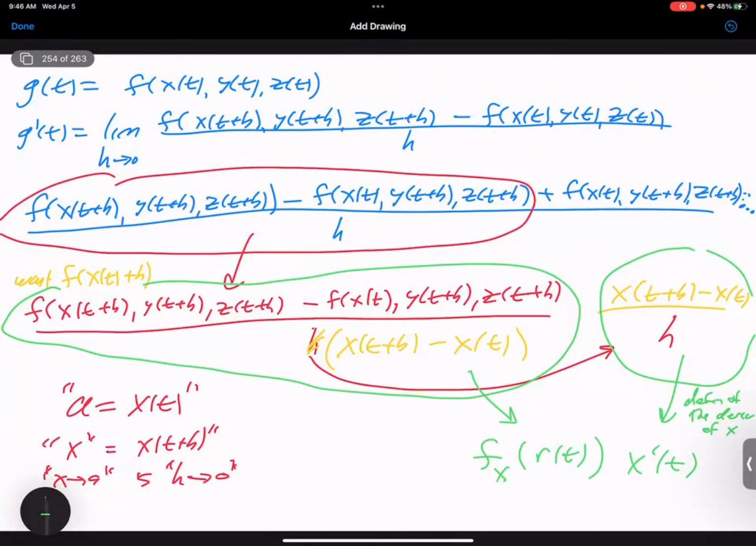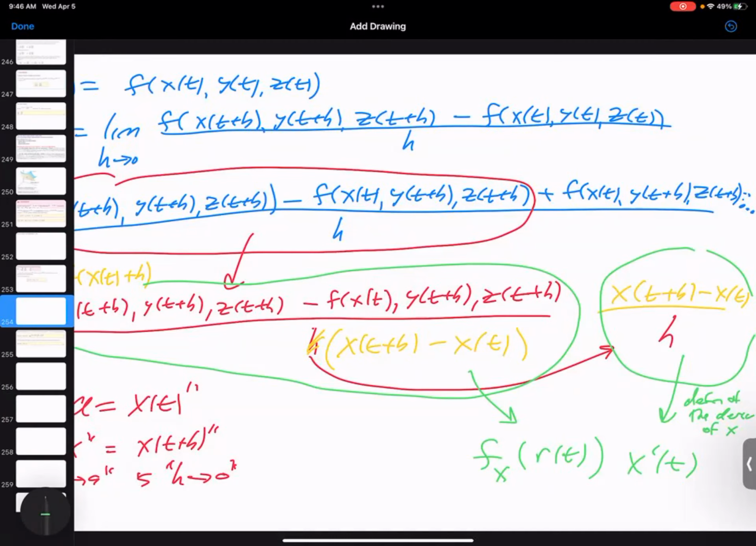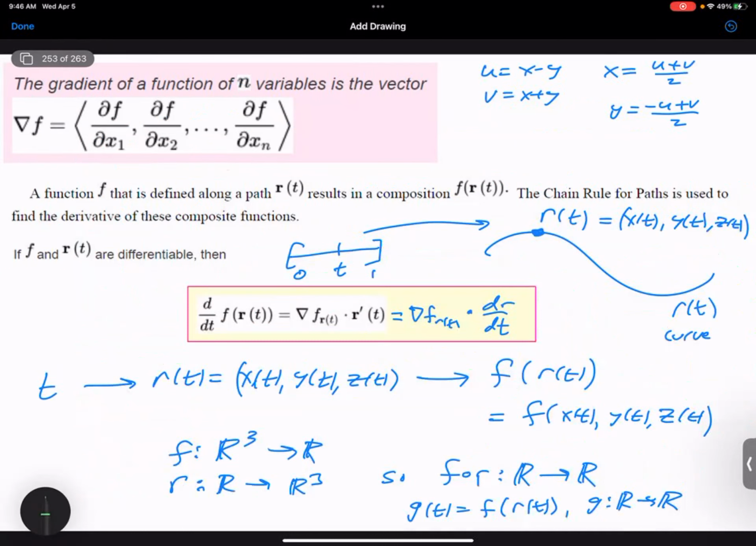We want to say, well, if I just keep the second and the third components the same, I'm just changing the first component. It's almost the definition of the derivative of f with respect to x. The problem is I need h to be outside the x of t. I don't want f of x evaluated at t plus h. I want f evaluated at x of t and then add h to x of t. I don't have that. Okay, but I can get it pretty easily. And that leads to this formula for the directional derivative.